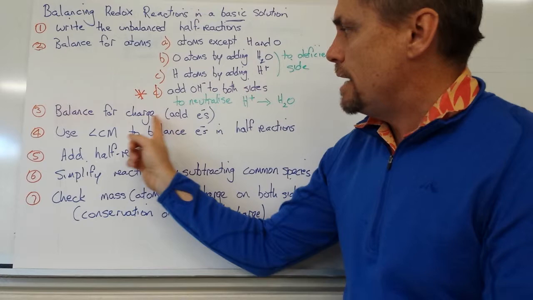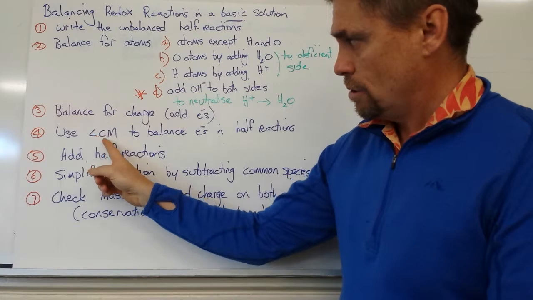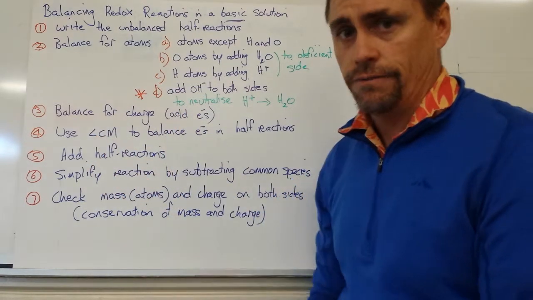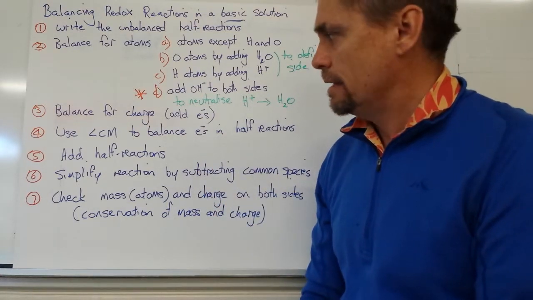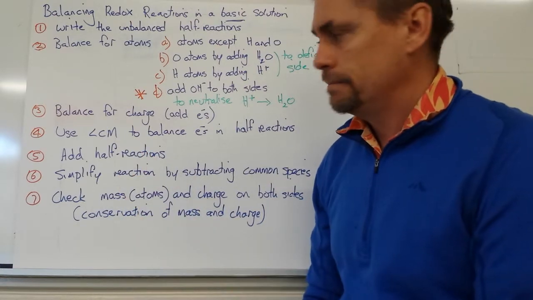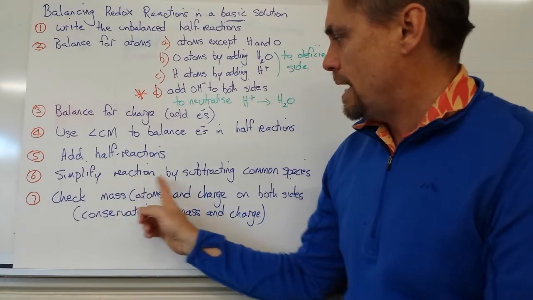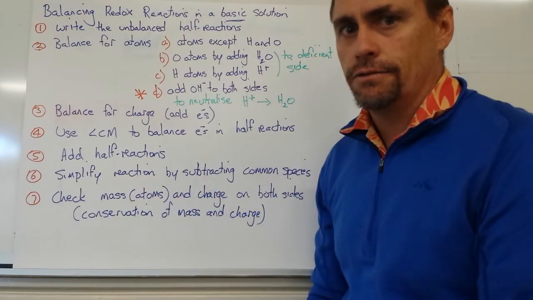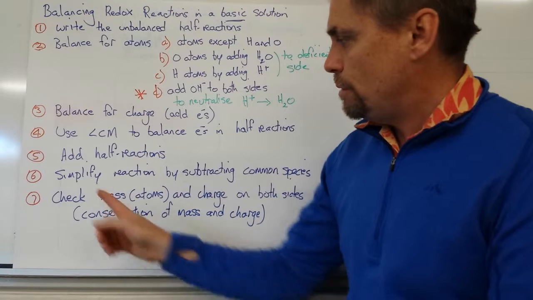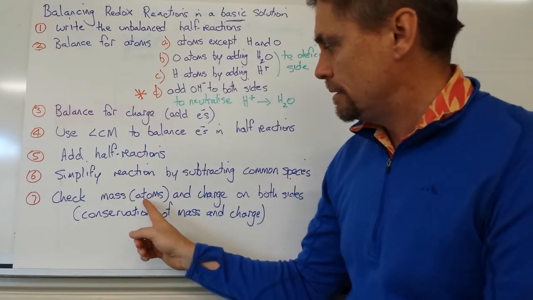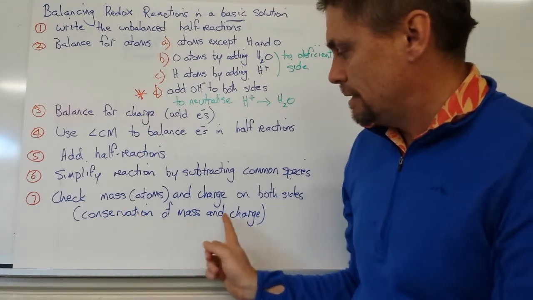We then balance for our charge in our half reactions. We then use lowest common multiples to balance those electrons that we've created in both the half reactions. Once we've done that, we can add the two half reactions together. Once we've added those half reactions together, we can simplify the overall reaction by subtracting common species from both sides. And finally, to check that we have a fully balanced redox reaction, we check for mass, in other words, all of our atoms, and the charge on both sides. And this ensures that we have conservation of both mass and charge.